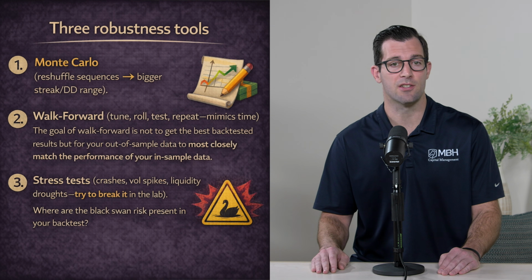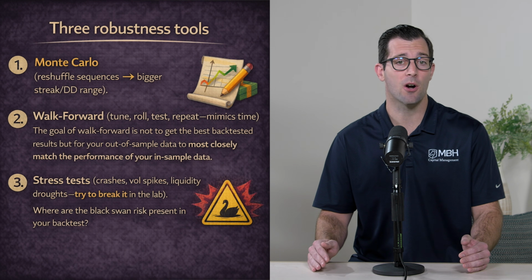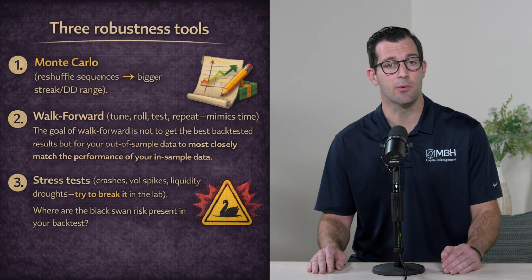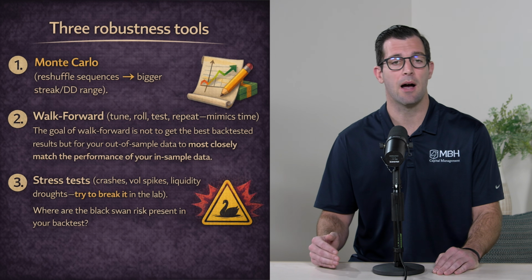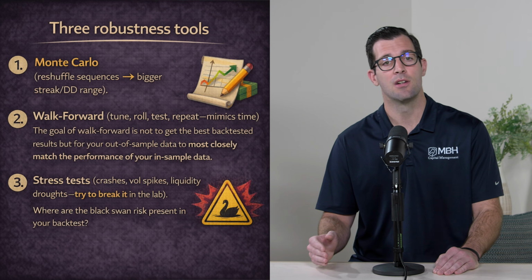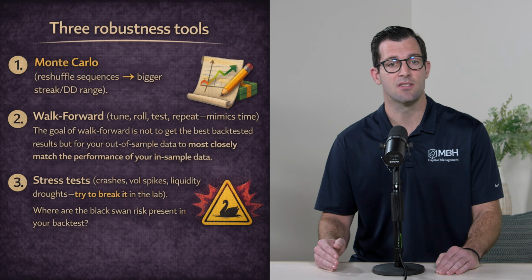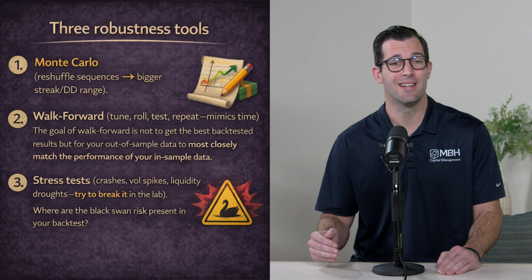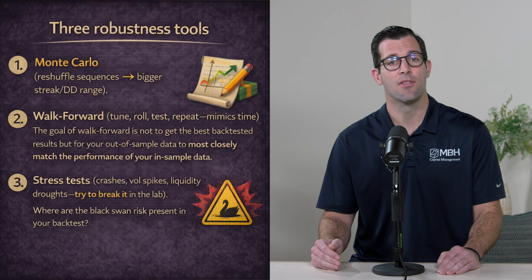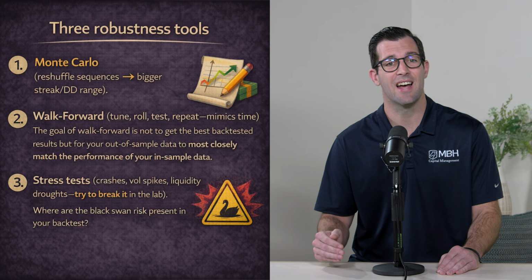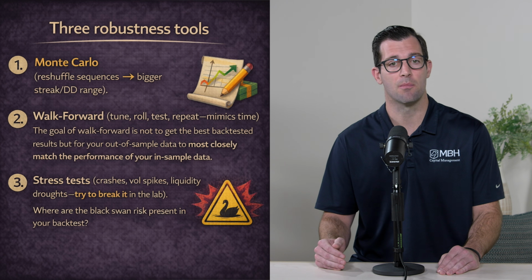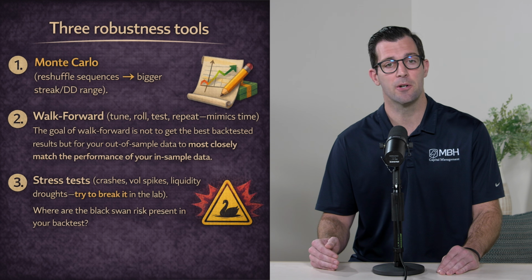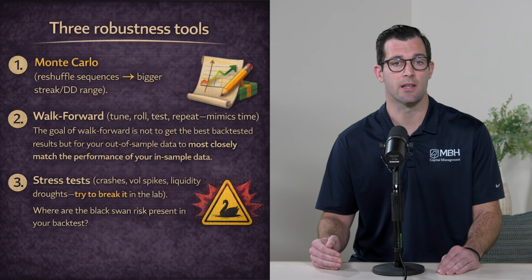Here are some checks that I like to use. 1, a Monte Carlo simulation. Reshuffle the sequence, see what your streaks could be and how bad your drawdown could potentially get. 2, walk forward analysis. Tune, roll, test, repeat. It mimics time and time again what could actually happen. The goal of this walk forward is not to have the best backtest based on prior results, but rather that your future backtest of the out of sample period most closely matches what you're doing in the past.